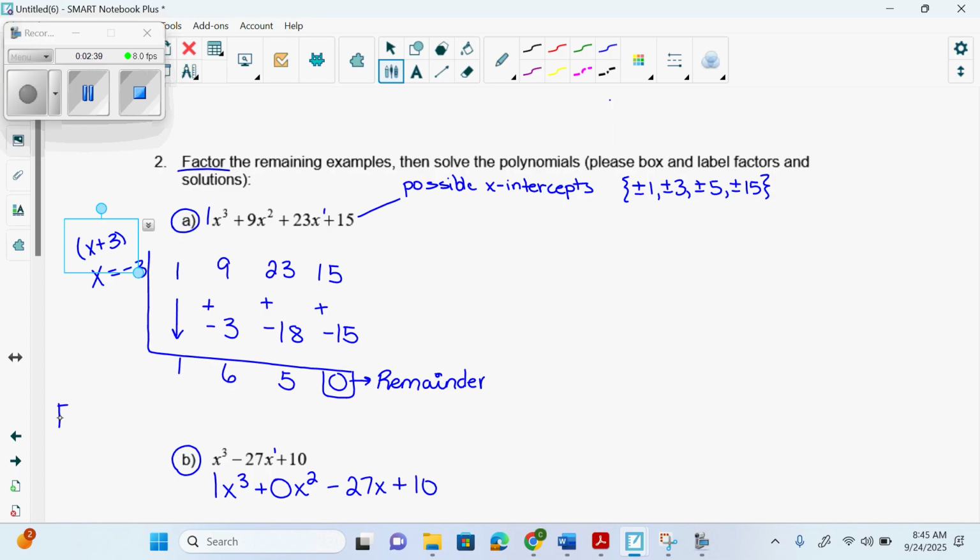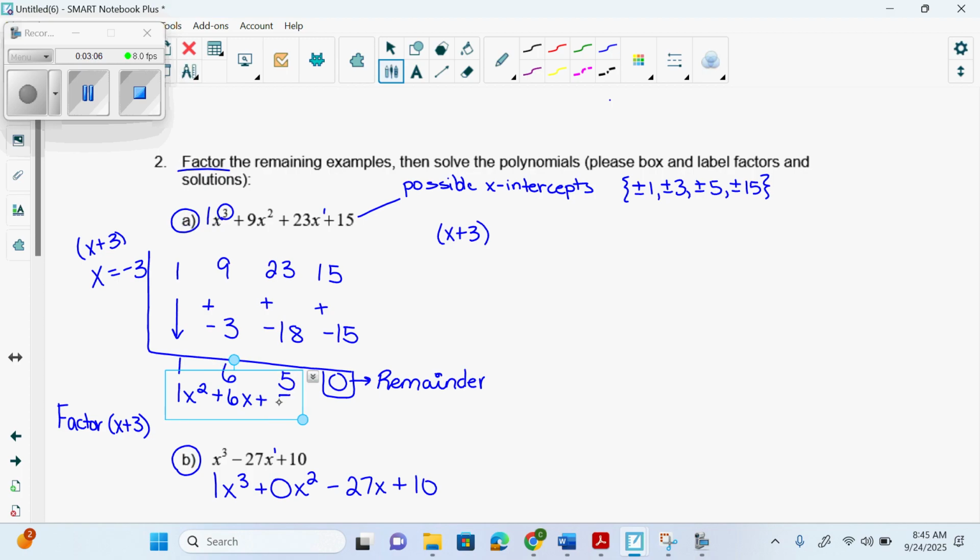So we're going to state our factors. Our first one is x plus 3. And then we have this trinomial factor, correct? If this is x cubed, then this is going to be 1x squared plus 6x plus 5.